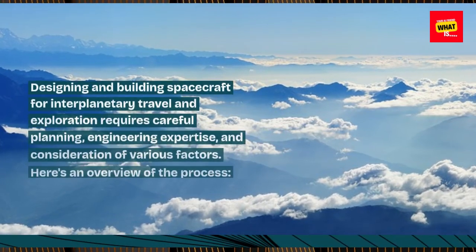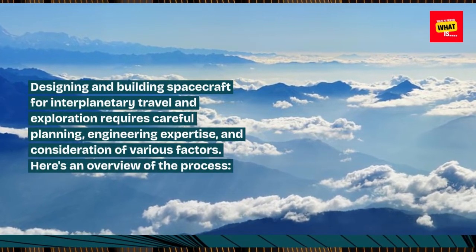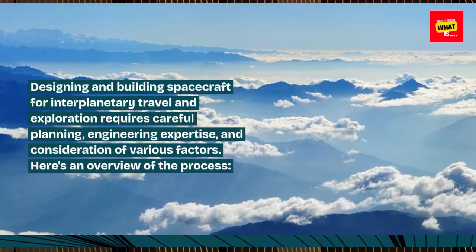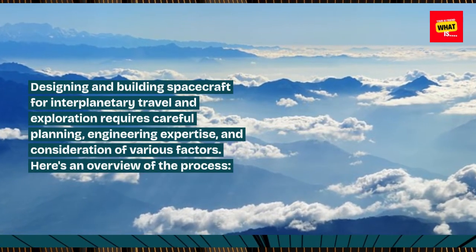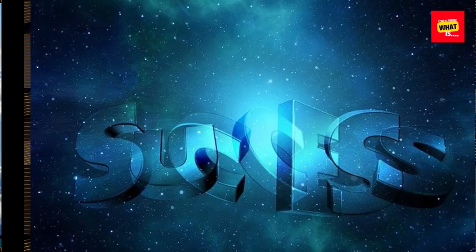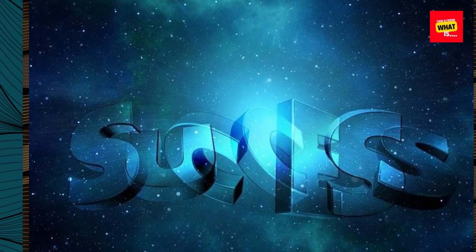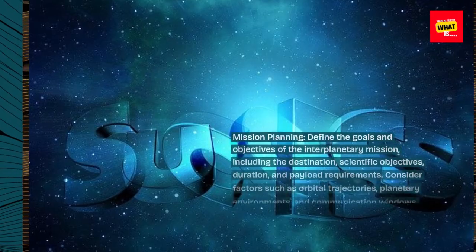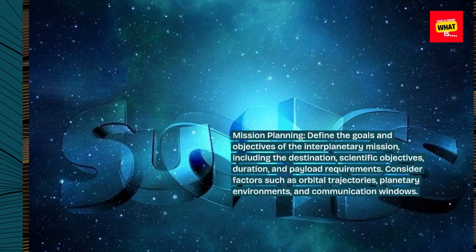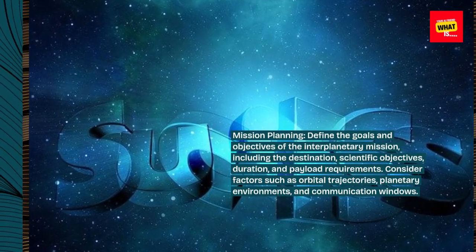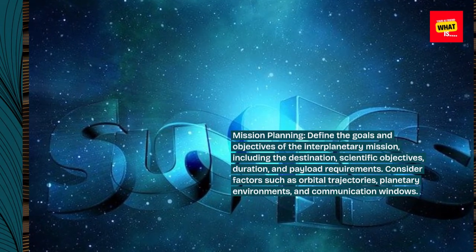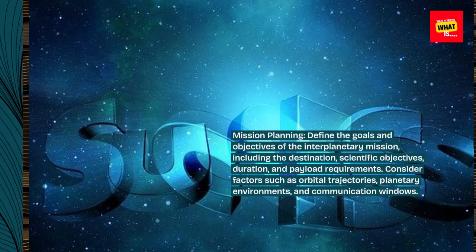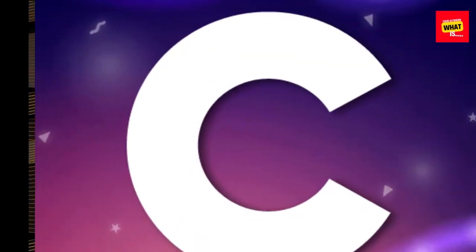Designing and building spacecraft for interplanetary travel and exploration requires careful planning, engineering expertise, and consideration of various factors. Here's an overview of the process. Mission planning. Define the goals and objectives of the interplanetary mission, including the destination, scientific objectives, duration, and payload requirements. Consider factors such as orbital trajectories, planetary environments, and communication windows.